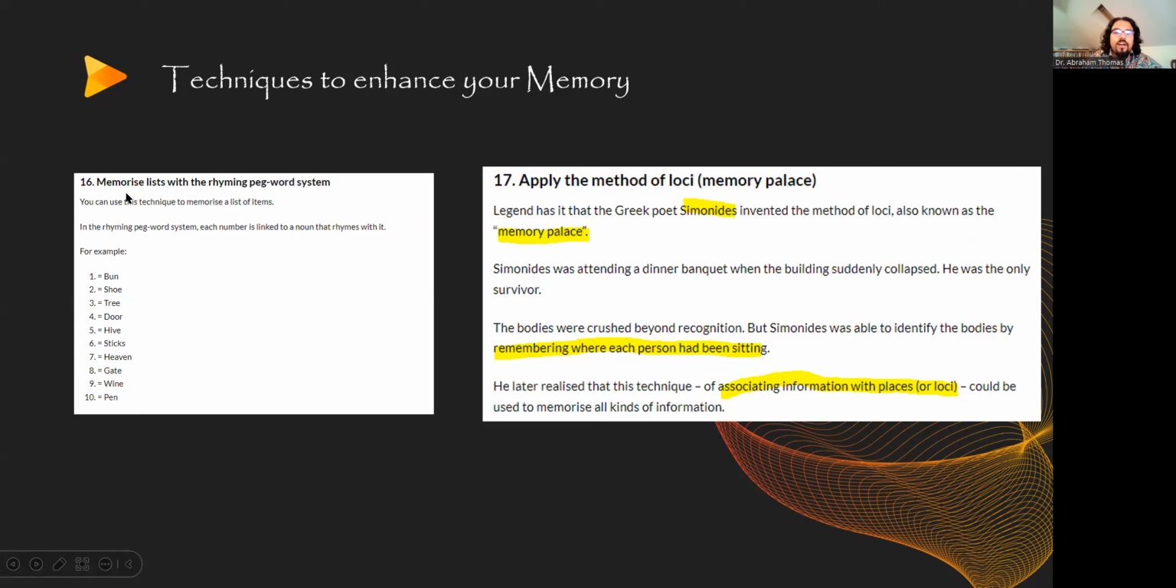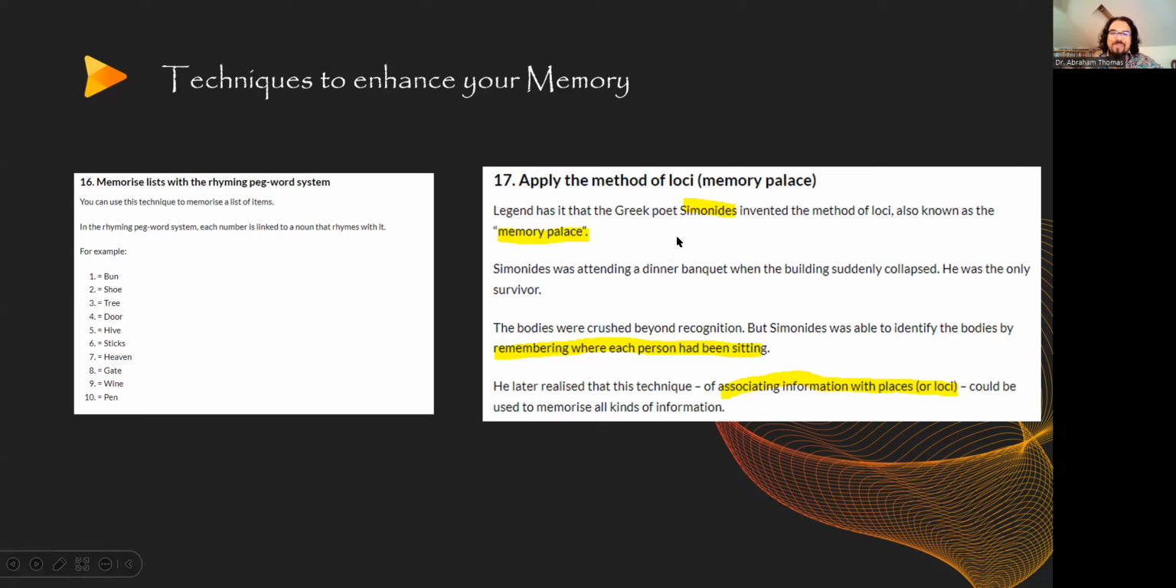Next, we have memory lists with the rhyming pegword system. This relates to a lot of our rhymes from when we were children. So 1, 2, buckle my shoe, 3, 4, close the door, shut the door, however you want to say it. There's a reason why we learn a lot of nursery rhymes when we were children, because that rhyming pattern helps us reinforce our memory a lot more.